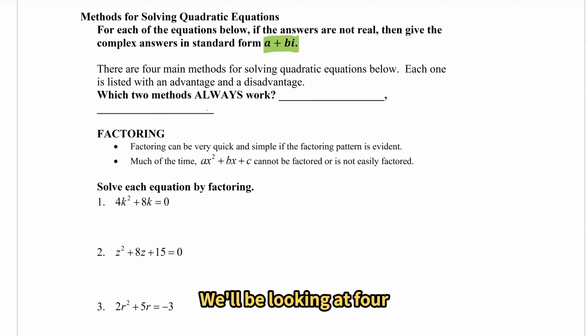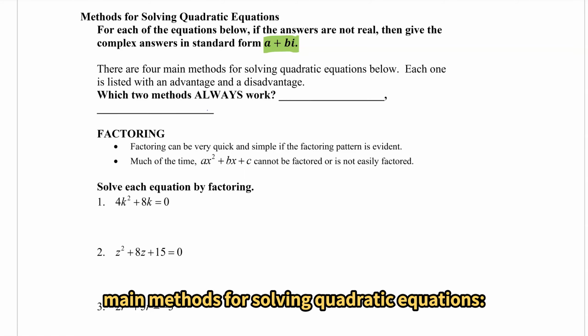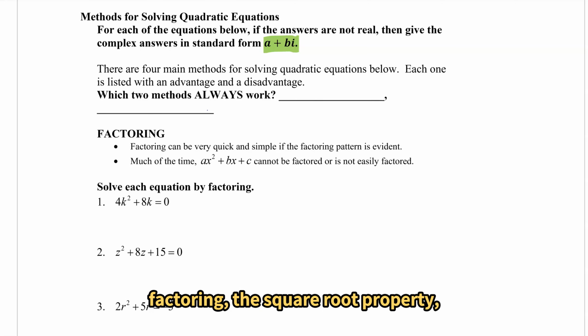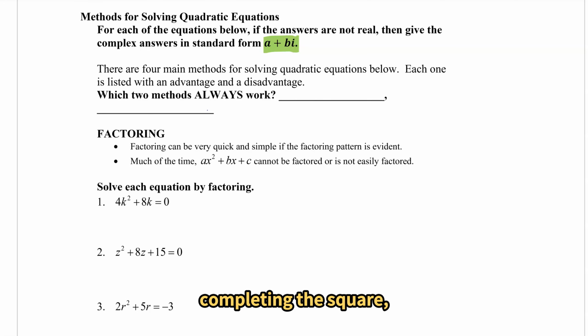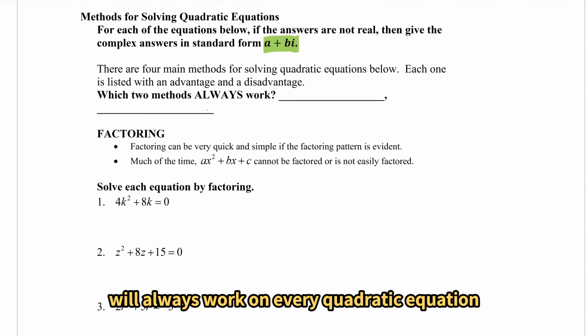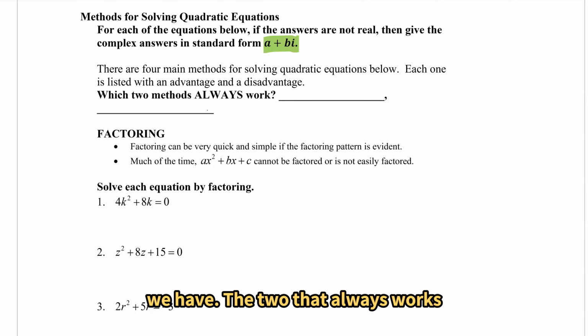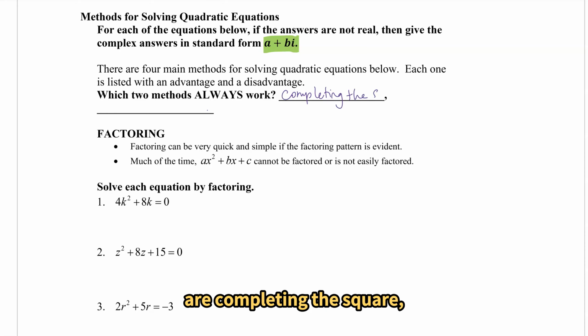We'll be looking at 4 main methods for solving quadratic equations: factoring, the square root property, completing the square, and the quadratic formula. Of the 4, 2 of them will always work on every quadratic equation we have. The 2 that always work are completing the square and the quadratic formula.